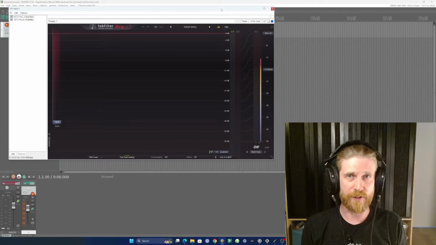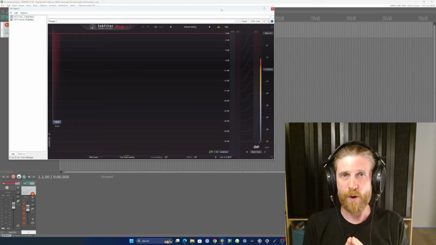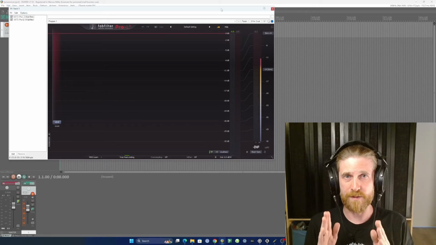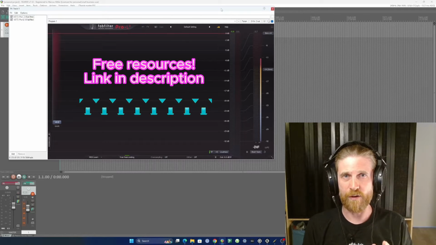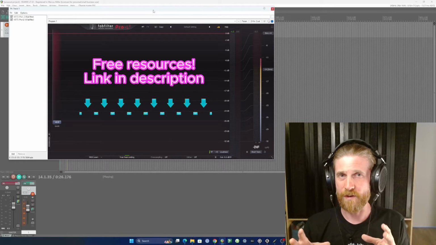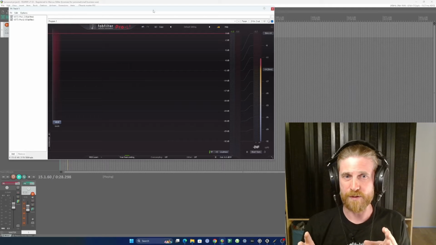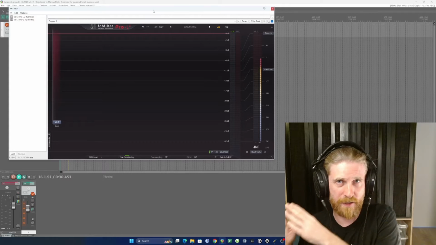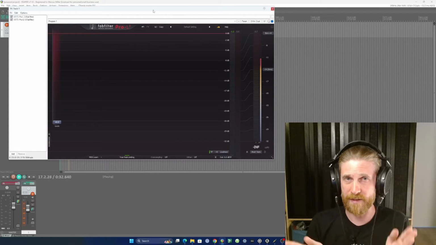So I'm going to be looking at the LUFS values for tracks that are up on Spotify to see what kind of LUFS levels these tracks are getting to. And it's important to note that I have turned off loudness normalization on Spotify. So this is how it came in when it got into Spotify, as far as I understand.